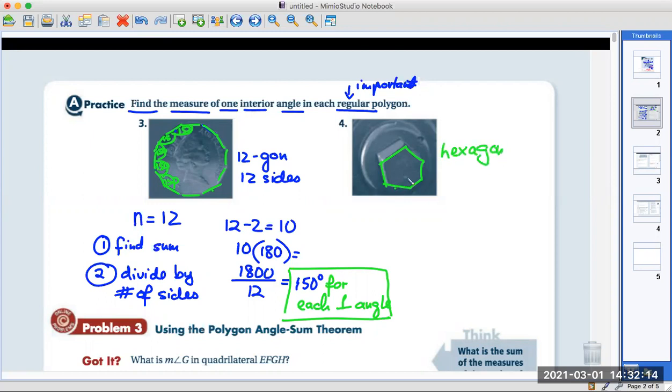You know what? I'm not sure if this is a side or am I doing this wrong? Let's just count it as a side. Make n is 6, right? So again, find the sum. 6 minus 2 is 4. 4 times 180. So for any 6-sided figure, the sum is always 720 degrees. And then you have to divide your answer by 6, because you want 1. So it's 120 degrees for one angle.